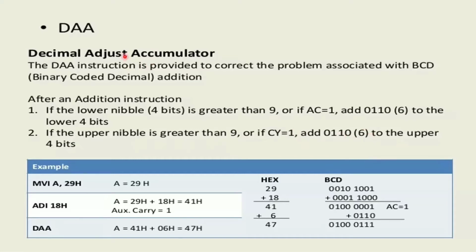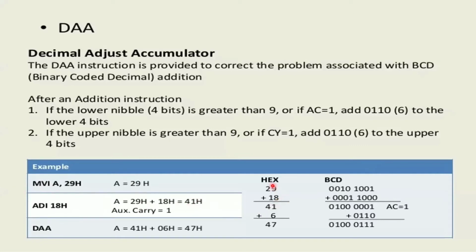In order to make this condition understood for you, I will take one example here. MVI A, 29H, that means 29 is given to your accumulator A. Now you want to perform some addition. So you perform the addition on these two numbers, 29 plus 18. What is the actual value you need to get?